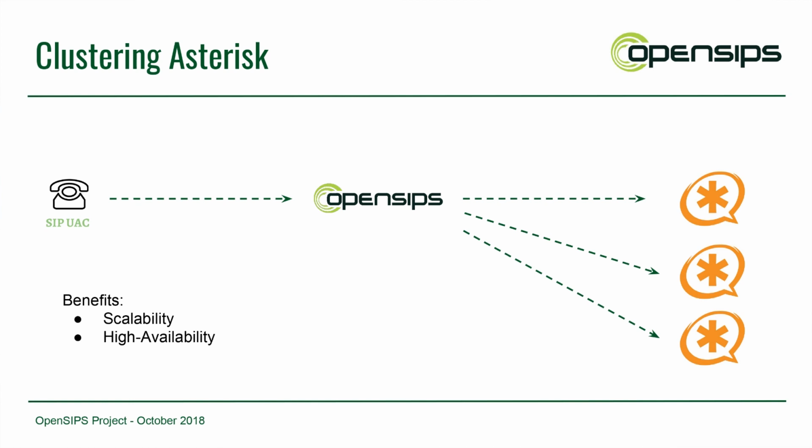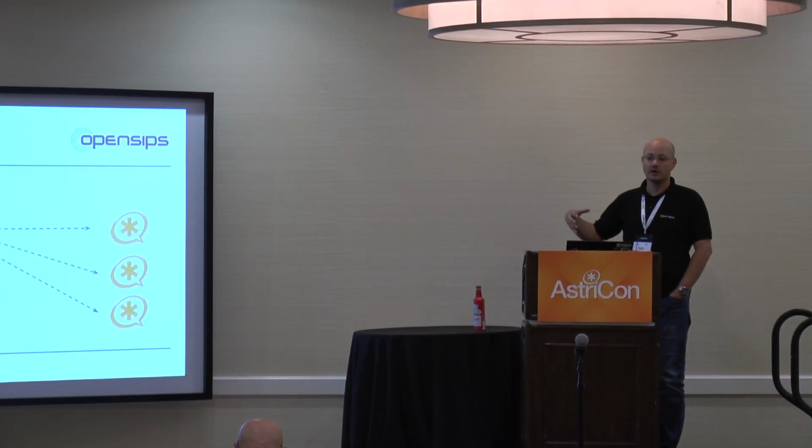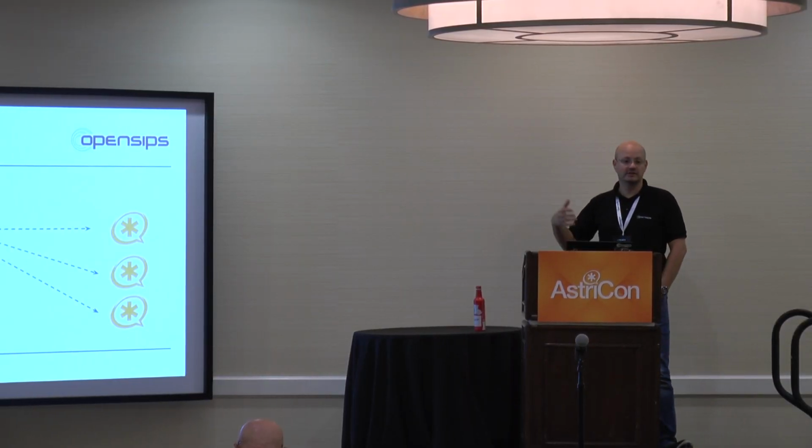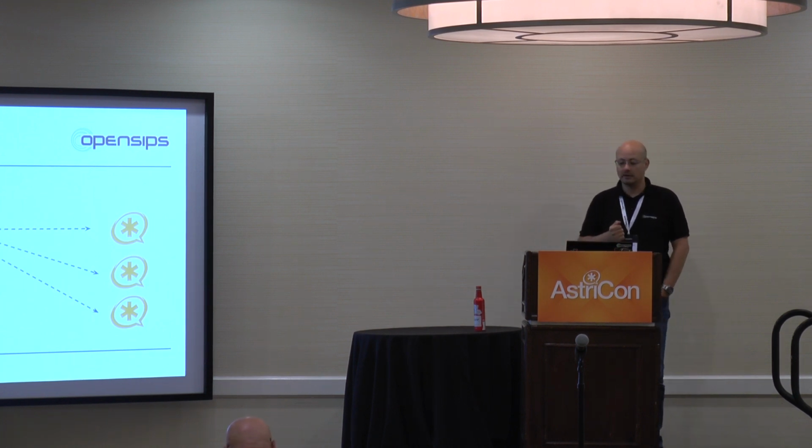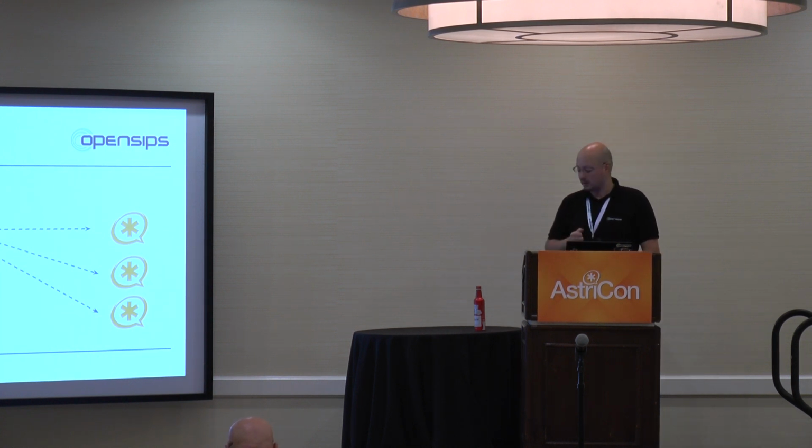So first, as a prerequisite for this kind of clustering, we have to say that all the Asterisks have to be configured, of course, in the same way, and they need to have access to the same kind of provisioning data. So all of them will see exactly the same set of users, set of conferences, voicemails, or whatever you have configured in Asterisk. So they will be perfectly identical.